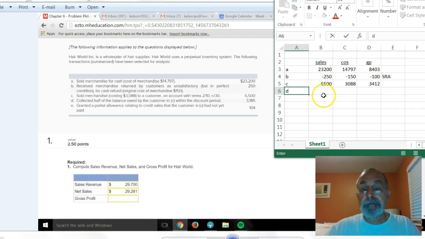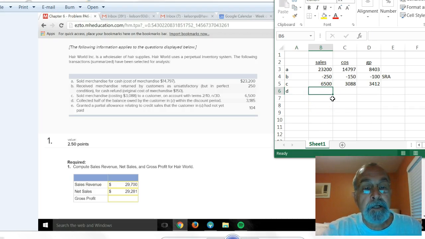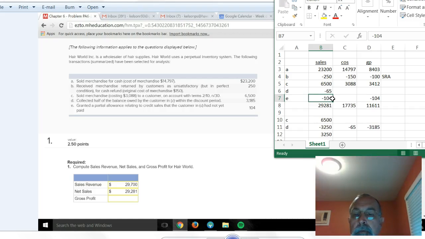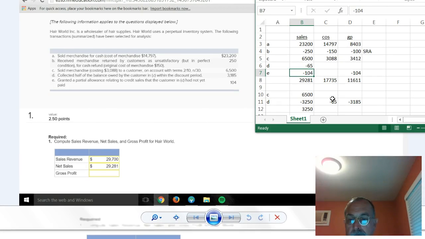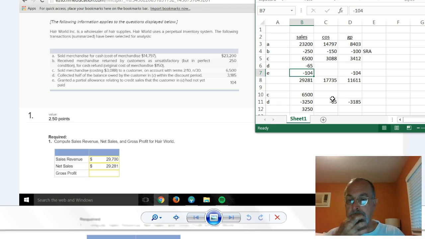Transaction D, collected half of the balance owed by customer in C within the discount period. Okay, so I've filled in a lot of information on this transaction. Let me see if I can get this so that you can see it. Okay, I think that's better.